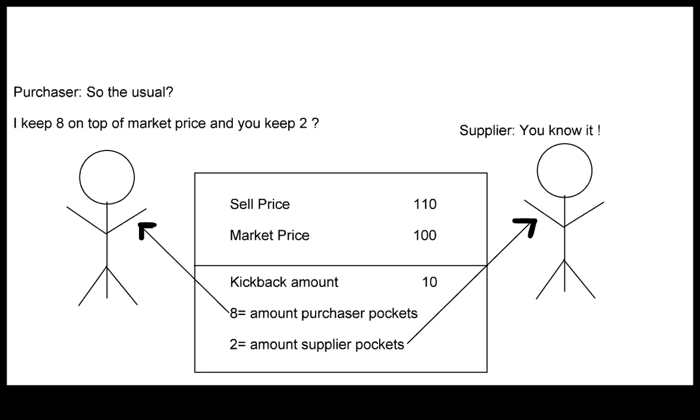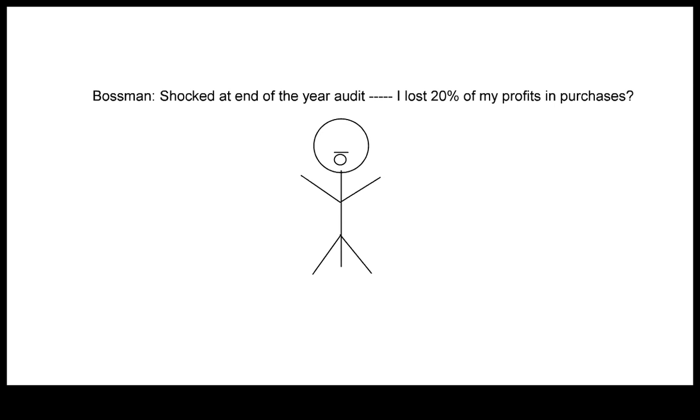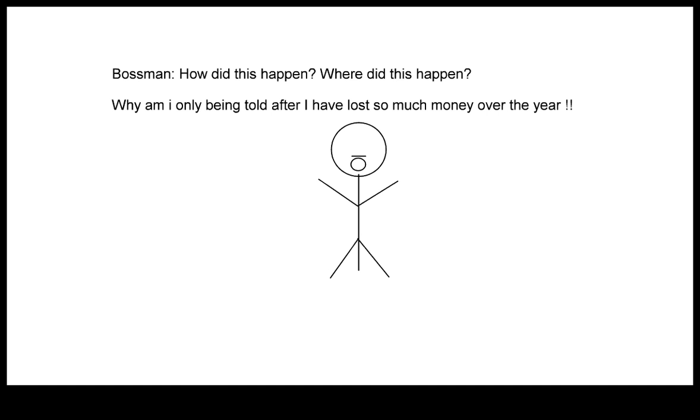Obviously, the selling price and quantity and the amount, etc., varies from purchase to purchase. So this can be very excessive. Now, what happens is that the boss is basically shocked at the end of the year when he realizes he's lost 20% of his profits and purchases, or the equivalent of 20% of his profits and purchases.